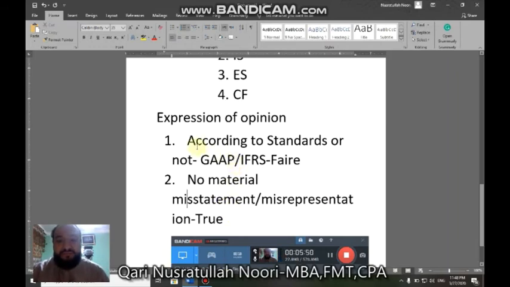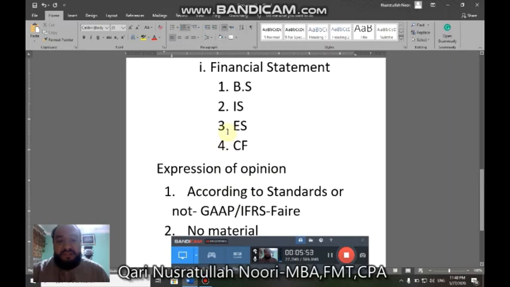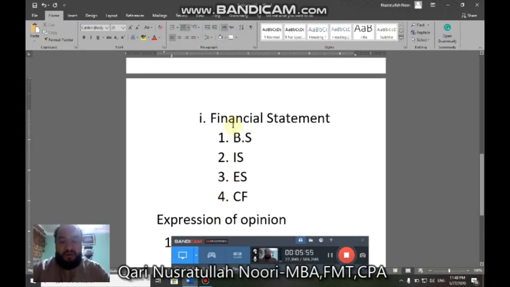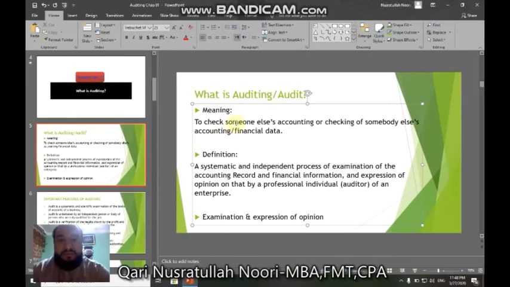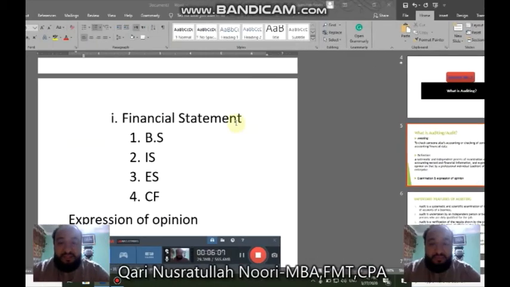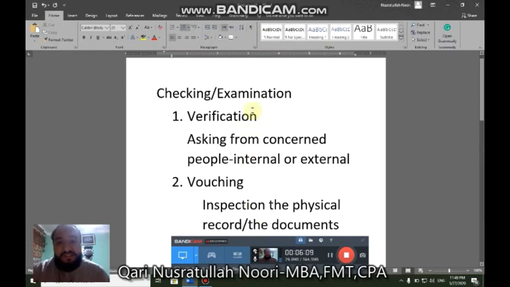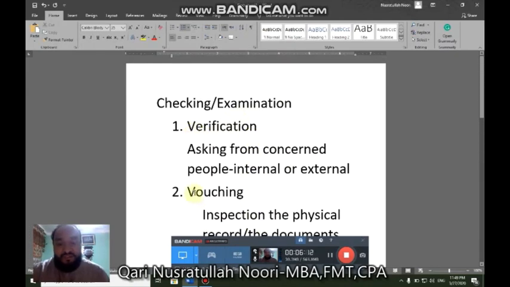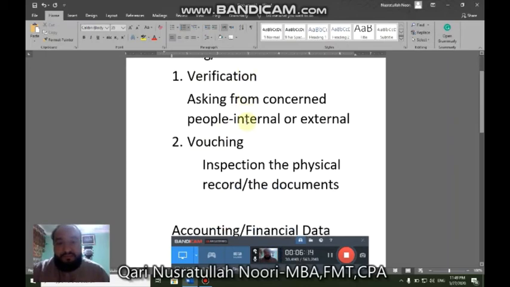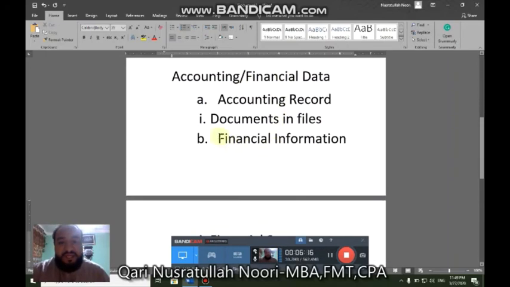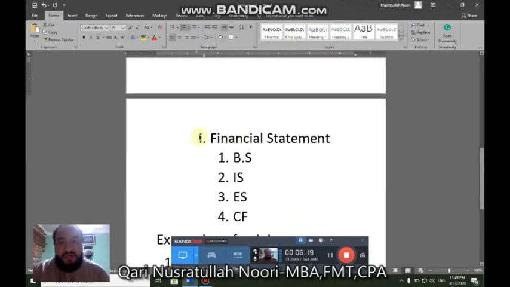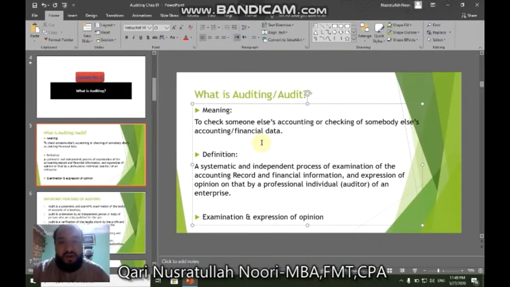So that's all about the definition of auditing. Once again, I'll repeat, the meaning of auditing is to check someone else's accounting or financial data. Checking consists of two things, verification and vouching. And financial or accounting data consists of two things, accounting record and financial information. That's the meaning of the audit or auditing.